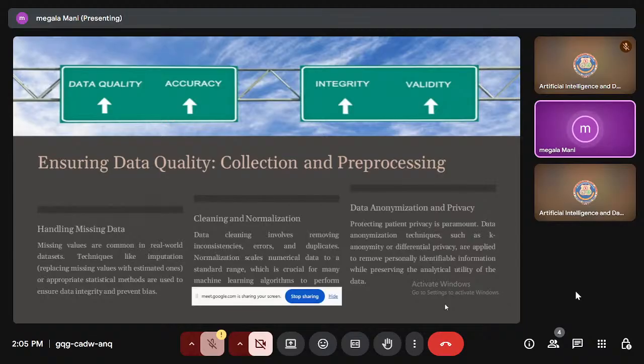So we can go for ensuring data quality: handling missing data, then cleaning and normalization, and data anonymizing and privacy. These are things you are already very familiar with. When you are going for any data pre-processing, these are the important things.